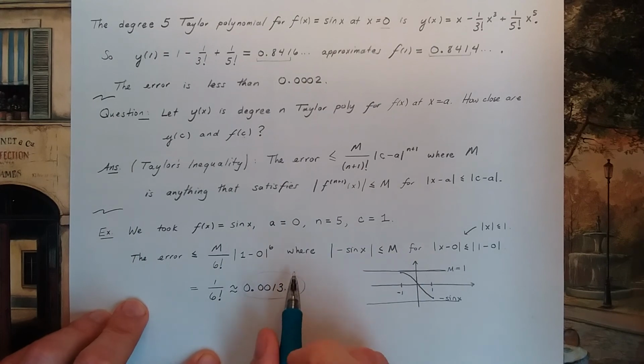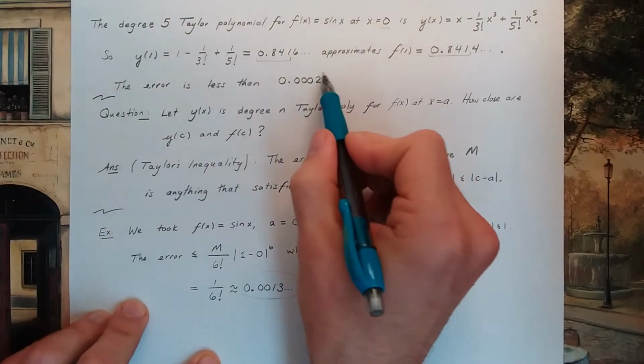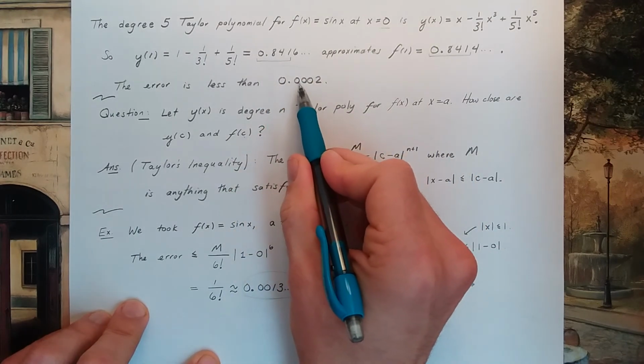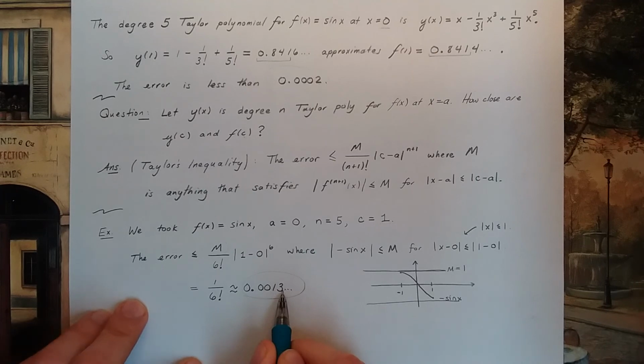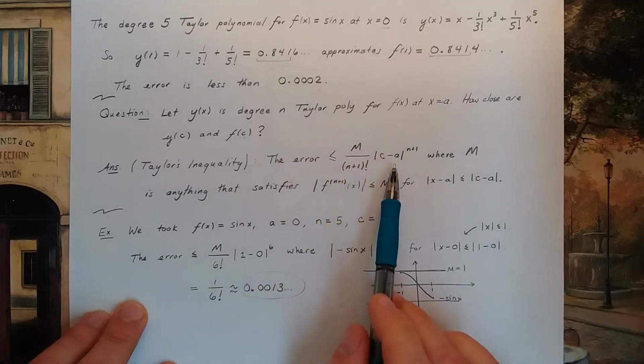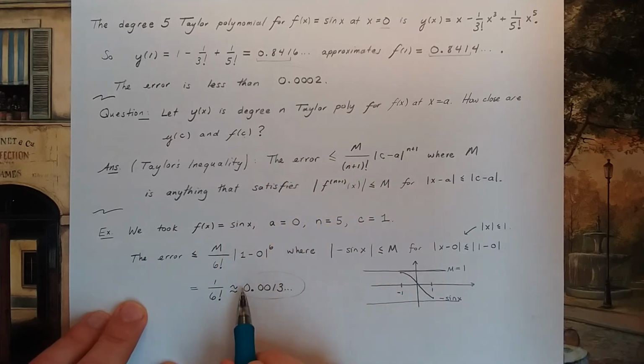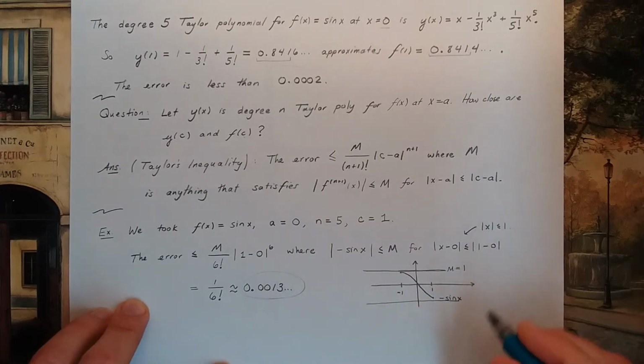We did find that the actual error of 0.0002 is less than 0.0013. This number gives us an estimate of how bad our approximation could be in the worst possible case. But usually the error will actually be smaller than what we find here. So I'd like to do some more examples. See me in the next video for those.